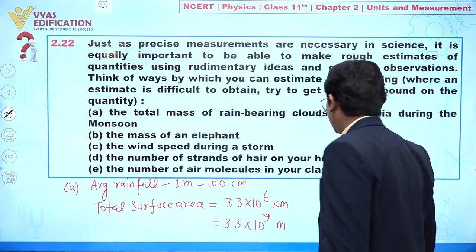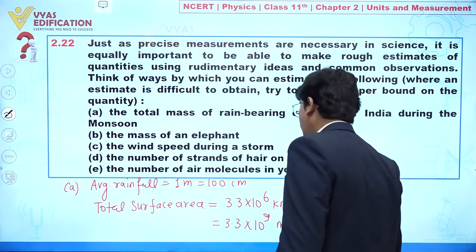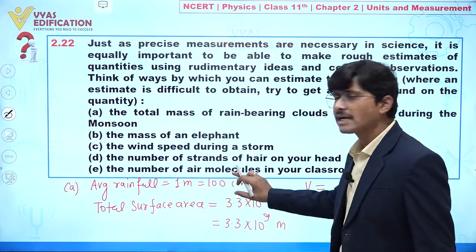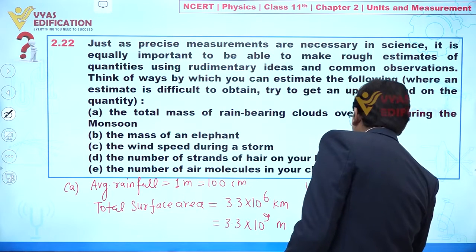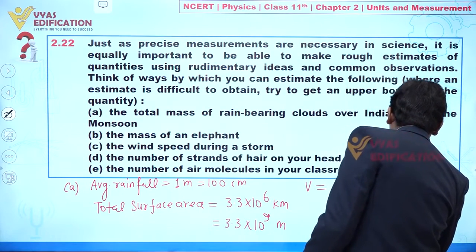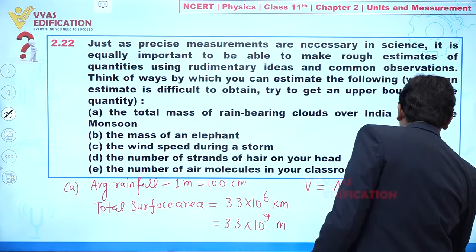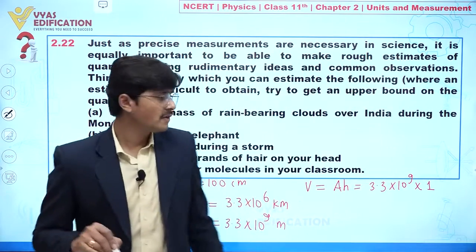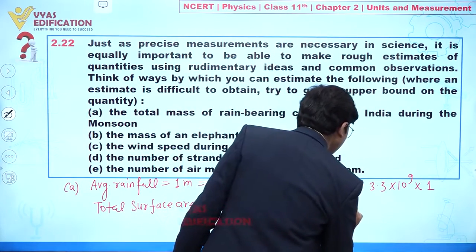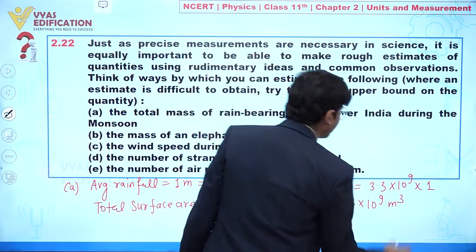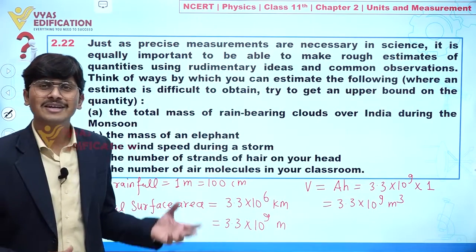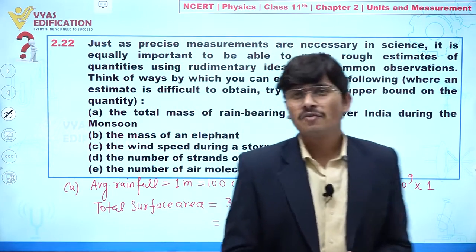Yes. So we can calculate the total volume. Total volume is given by height multiplied with area. So area multiply height is equal to 3.3 into 10 to the power 12 multiply 1. Clear? So from here we can say this is equal to 3.3 into 10 to the power 12 meter cube. This is the volume of rainfall in India. Clear? Now what is our objective?